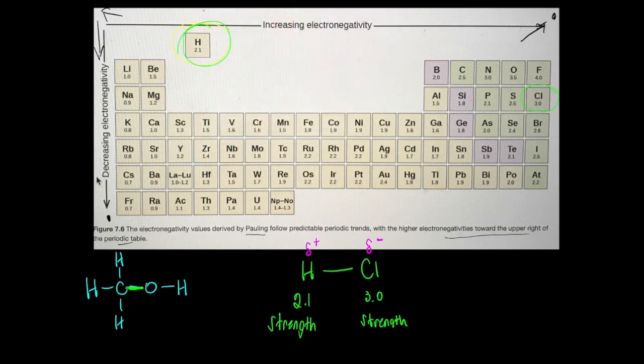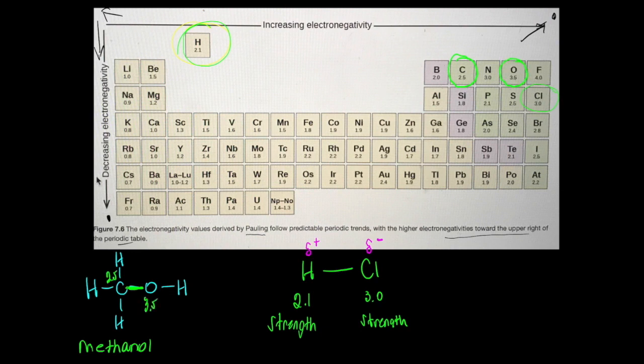This molecule right here is the structure of methanol. Okay, methanol. And so let's take a look at carbon. Where's carbon? Oh, here's carbon. Carbon has a value of 2.5. Okay. Oxygen is over here. It has a value of 3.5.